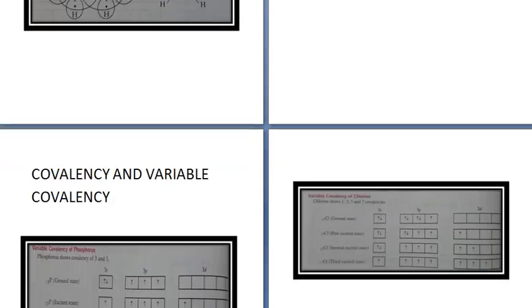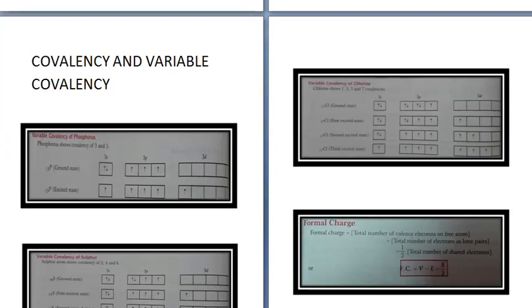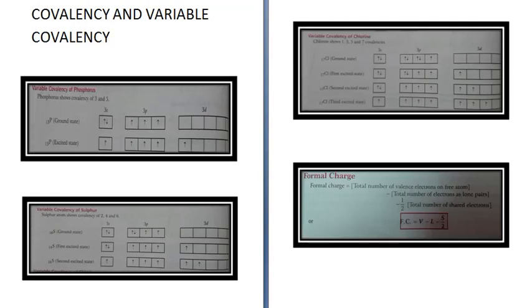Covalency of chlorine. Chlorine shows 1, 3, 5 and 7 covalency because the atomic number of chlorine is 17. In the ground state, chlorine exists as 3s2, 3p5, and the 3d orbital is vacant. In the first excited state, when a little energy is provided, one of the electrons from the p orbital moves to 3d, so it becomes 3s2, 3p4, 3d1. In the second excited state, it becomes 3s2, 3p3, 3d2. One more electron goes to d.